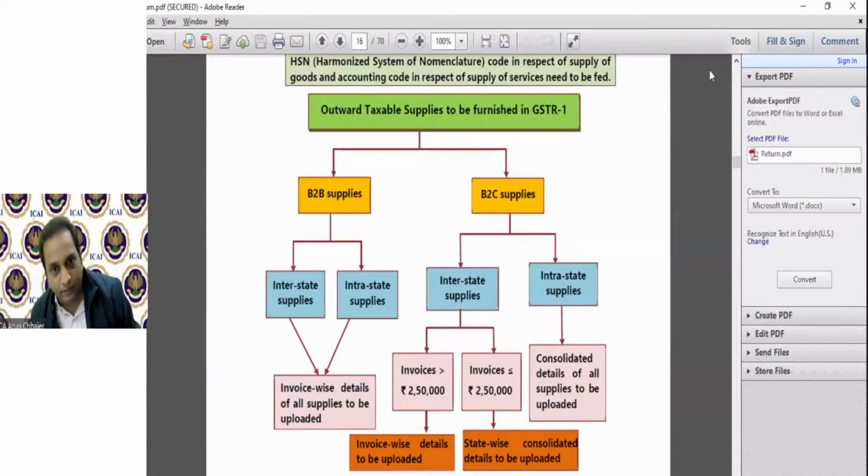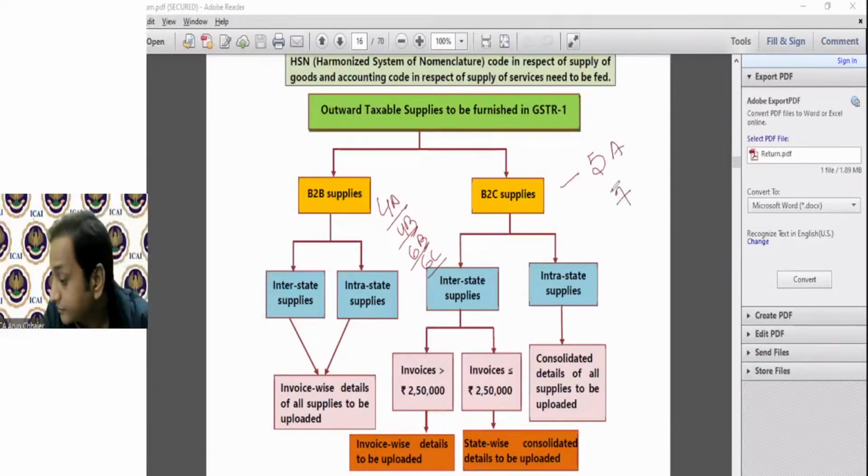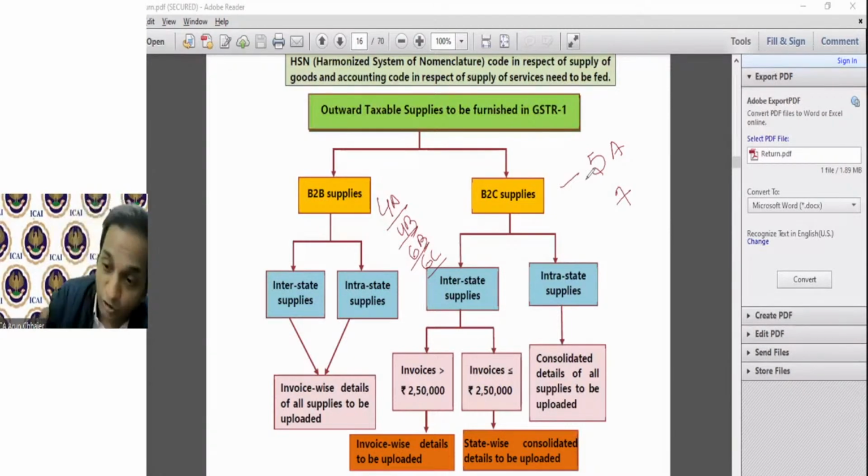ये वाला टेबल हमने कौन सा डिस्कशन किया था? This B2B, it is a table 4A, 4B, 6B या 6C. और इसके लिए हमने कौन सा बात किया था? टेबल 5A एंड टेबल 7. Anand, right, it is an adjustment against invoice issued during the tax period on which you have paid the taxes in advance in the prior period.